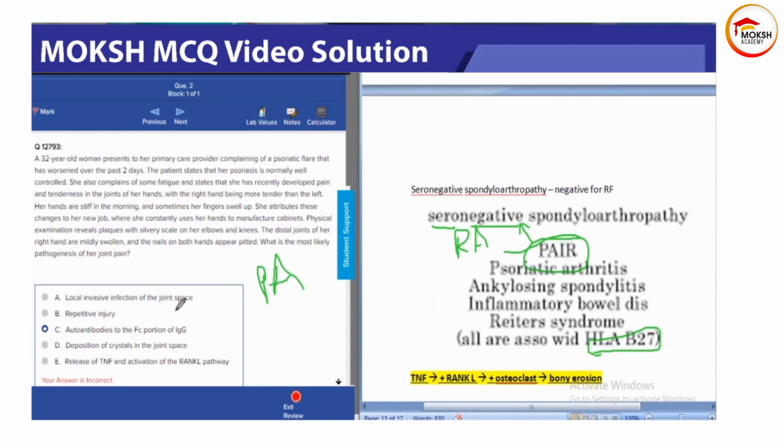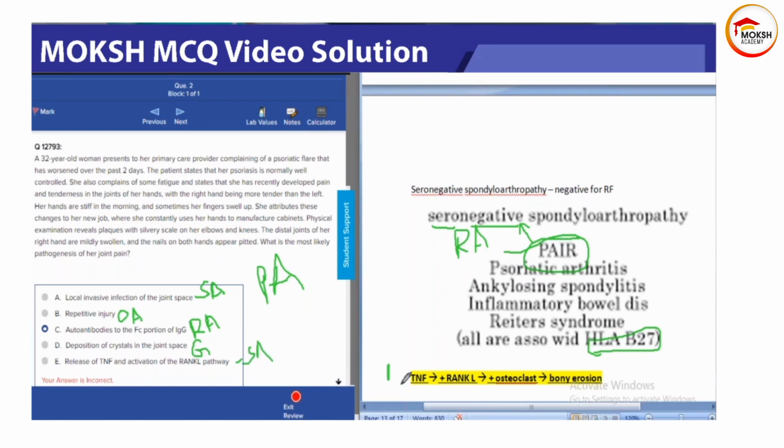Now let's go through this. Local invasive infection of joint space: this is septic arthritis. Repetitive injury: this is osteoarthritis. Autoantibodies to the Fc portion of IgG: this is rheumatoid arthritis. Deposition of crystals in joint space: this is gout. And release of TNF and activation of the RANK ligand pathway is typical of seronegative spondyloarthropathy. So basically you have to memorize this.